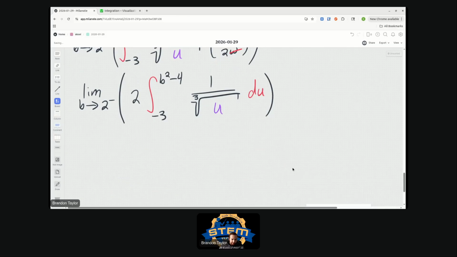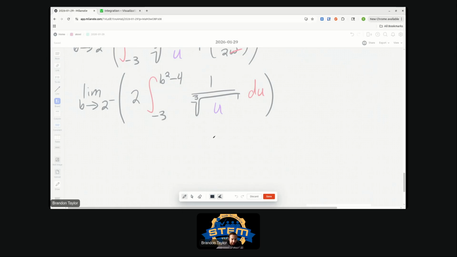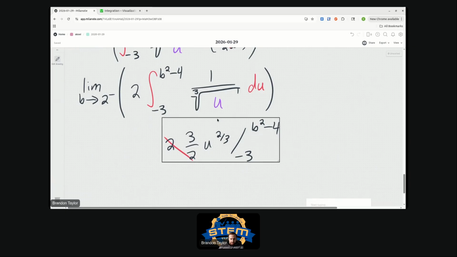So looking at this, now we need to integrate. How do we integrate 1 over cube root of u? Think about it, that's u to the negative 1/3. How would we take the antiderivative of that? Add 1 to it, so positive 2/3, and then 1 over 2/3, which is really 3/2. And remember, we have the 2 on the outside. Those will cancel, so we're really just going to end up with 3. And then we're going to evaluate between negative 3 and b squared minus 4. So hopefully that makes sense. Let me clean it up a little bit.